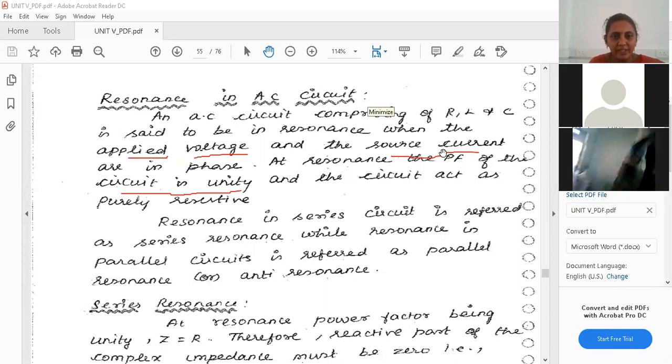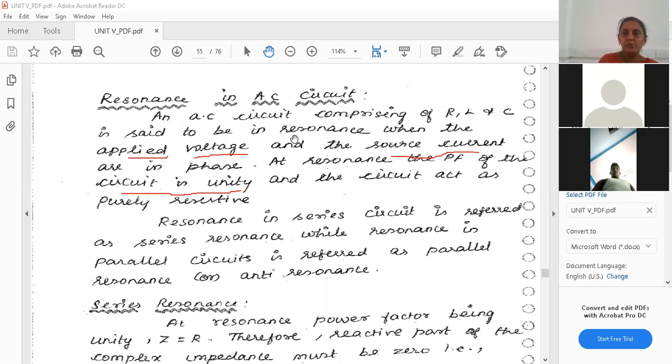Power factor is cos phi. Now, how to define cos phi? Cos phi is equal to R by Z, resistance by impedance. Now, that power factor is going to be unity. So what does it mean? R by Z is equal to 1. So it is nothing but R is equal to Z.